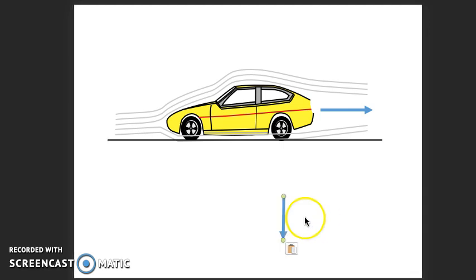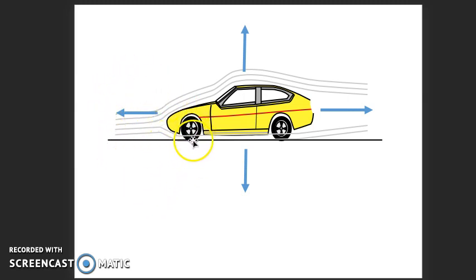Okay. Gravity, pulling the car down. The car is on a surface, so there is a normal force pushing the car up. And finally, there must be something pushing the car forwards. If there wasn't something pushing the car in this direction, then the air drag would simply slow the car down and it would come to a stop. But there must be something keeping it moving, and that something is friction.